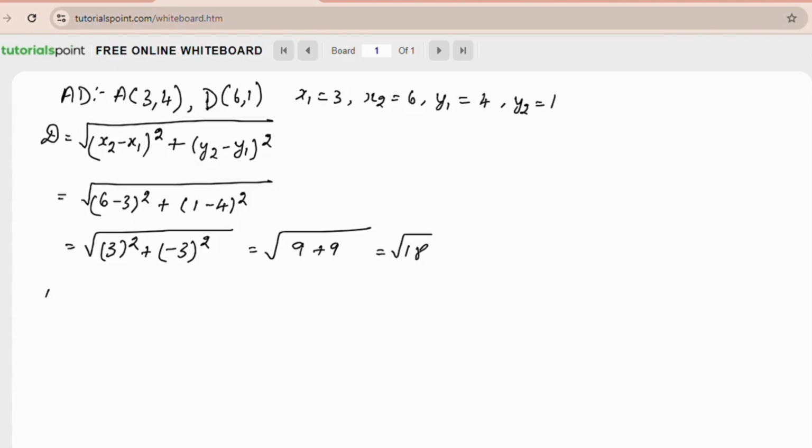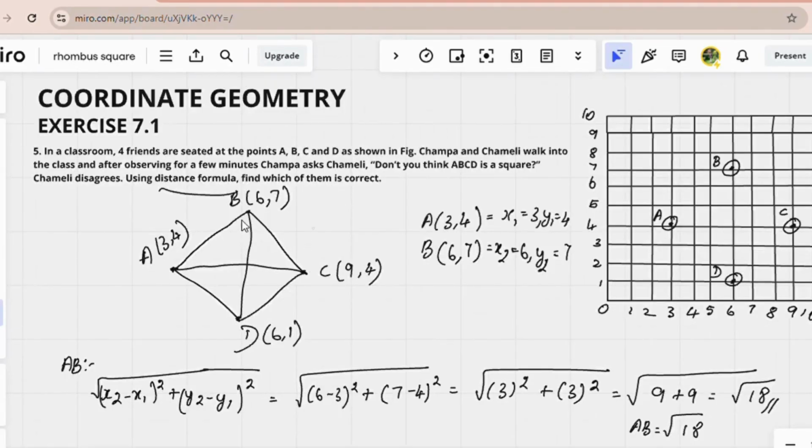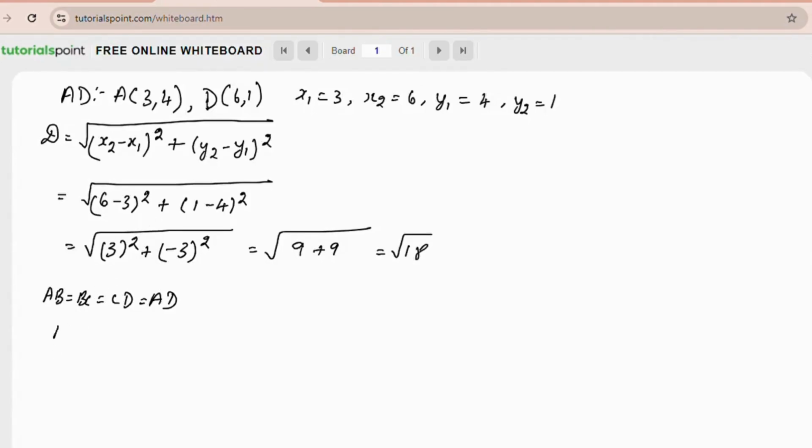So we got AB equals BC equals CD equals AD. We got all the sides equal. But as I told you, to be on the safer side, a rhombus also has all the sides equal. So diagonals also we have to prove equal here, to say it's a perfect square. The diagonals are AC and BD. So now you have to find AC.